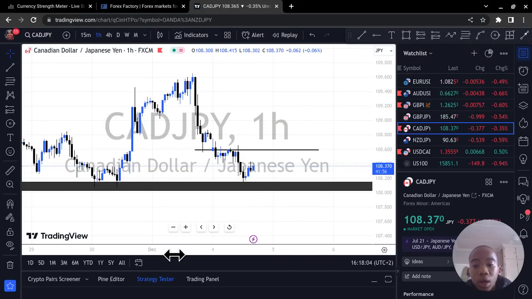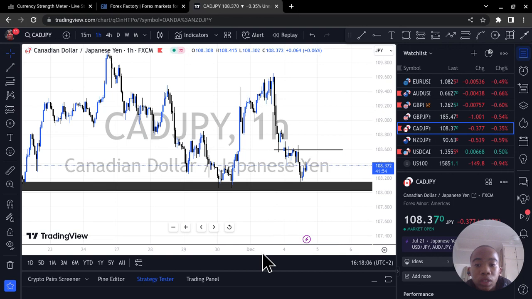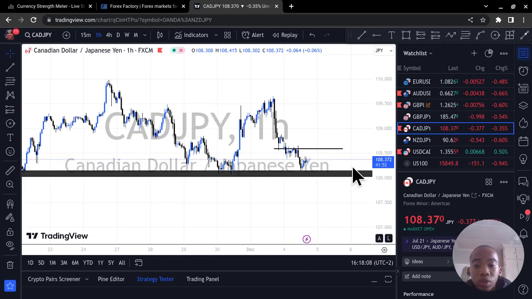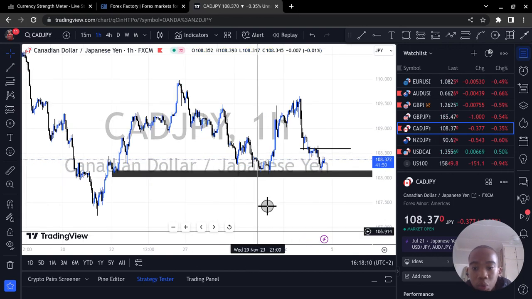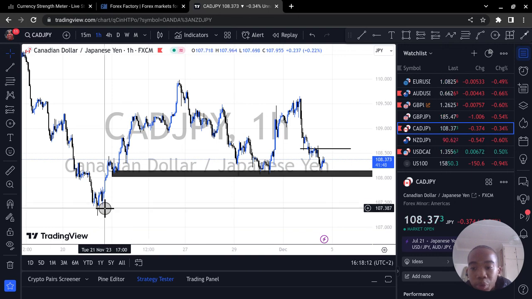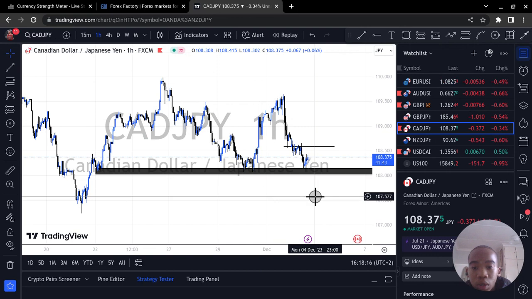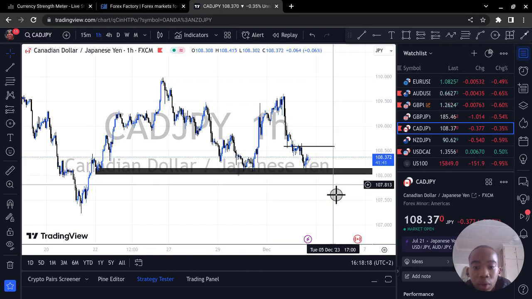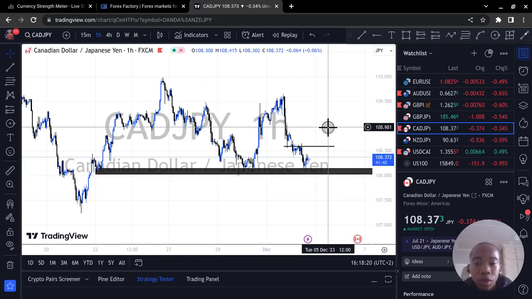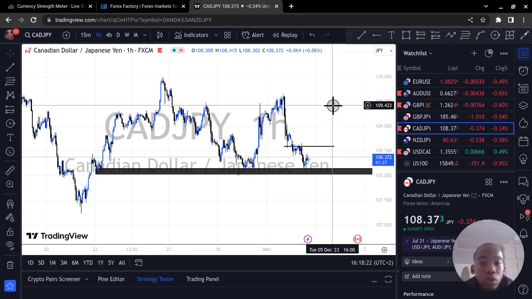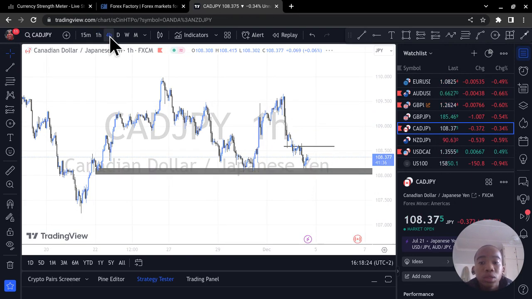But otherwise, if it sells, I genuinely do not have any interest. If it sells, it would probably target these lows, but we wouldn't sell at the same time. We would wait for it to sell and correct itself above the level, and then aim for those lows right there. But I am biased more towards the buys.